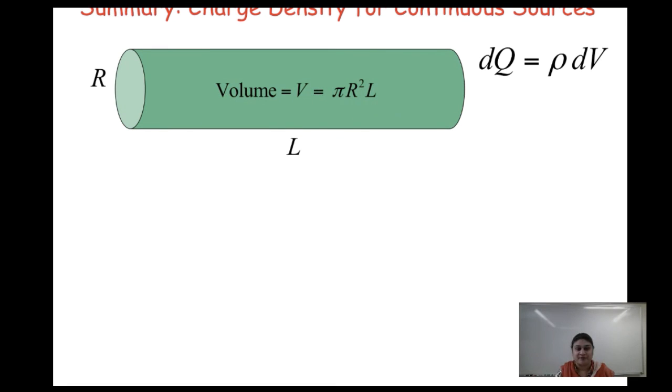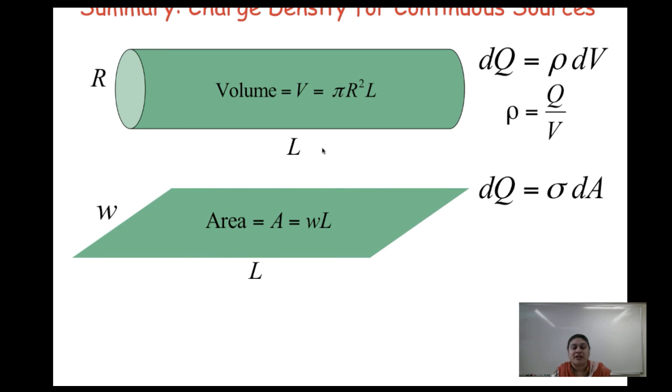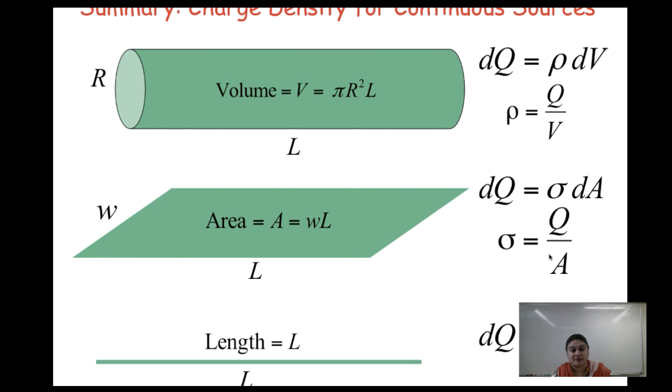So summarizing, if you have a volume and it is a cylindrical volume, your total volume is going to be pi r squared L. dq will be given by rho dV. Rho will be given by q over V. If you have an area, it's going to be width times length. dq will be sigma dA. Sigma is q over A. And if you have a length or a one-dimensional object, then it will be dq equals lambda dl. And lambda will be q over l.